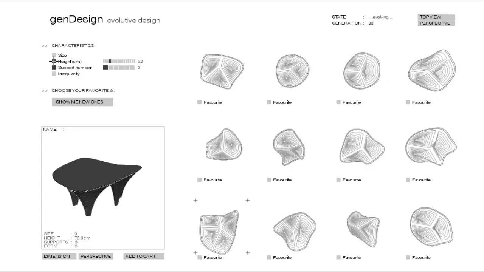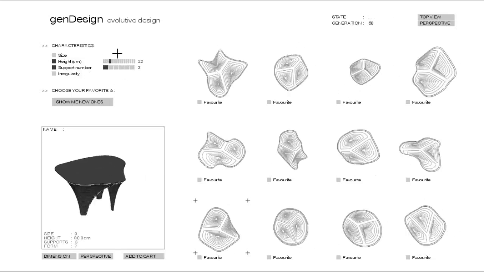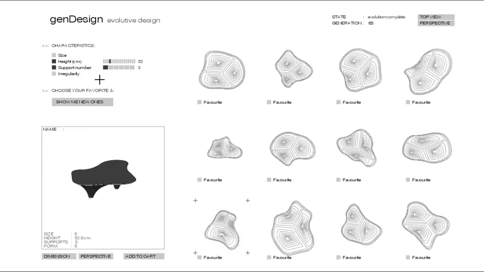So now we are defining a height for the table. So we want all the individuals to have 52 centimeters height. So all of them at that moment have 3 legs and 52 centimeters. So if we change again the environment conditions, the fitness criteria, we're going to make the species evolve again, and it won't stop until it reaches the criteria defined.